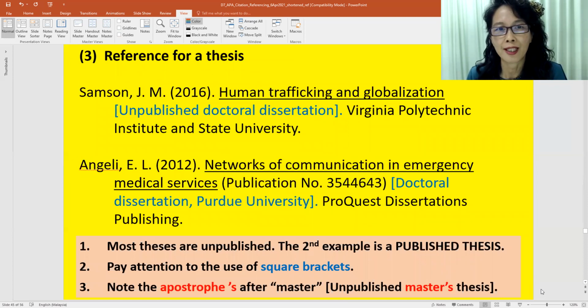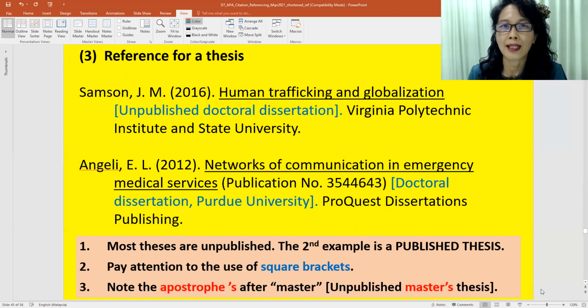Thirdly, reference for a thesis. Most theses are unpublished. When students submit to the university, it is kept in the library. So the way to reference an unpublished doctoral dissertation is like this: the name of the student, the year, the title of the thesis, followed by unpublished doctoral dissertation in square brackets, and the name of the university follows.